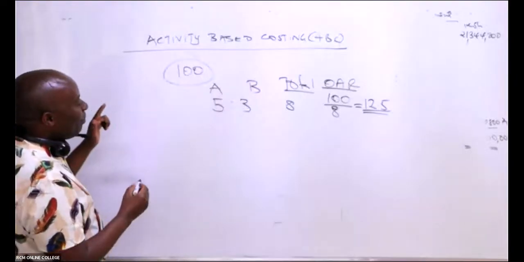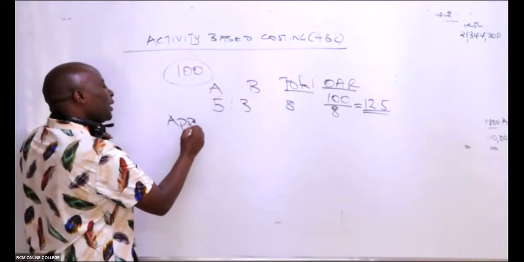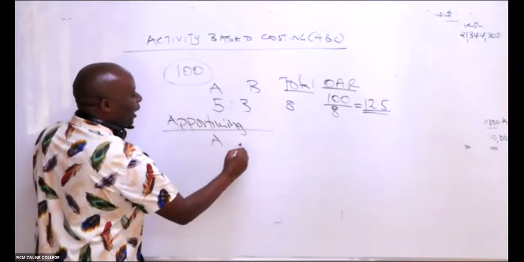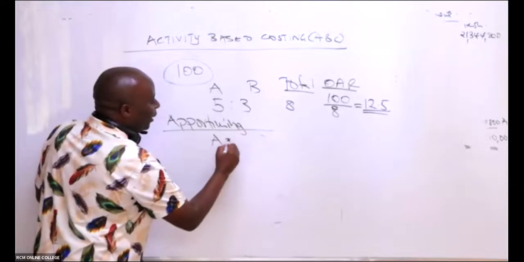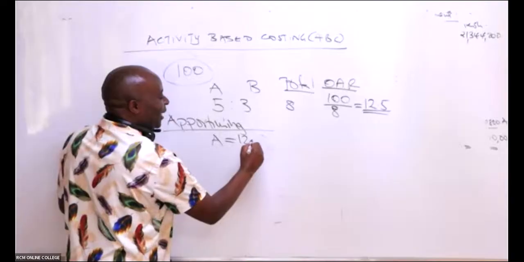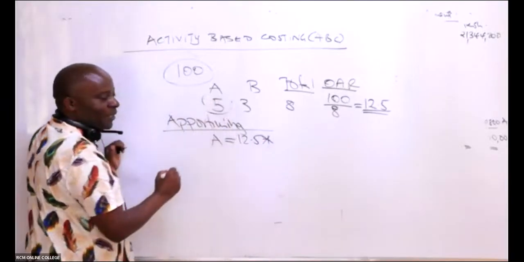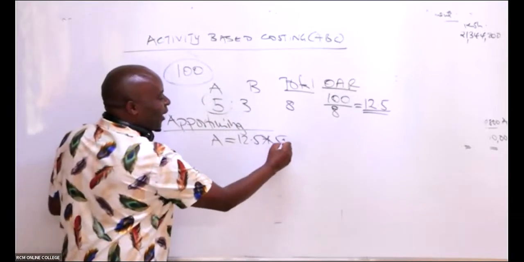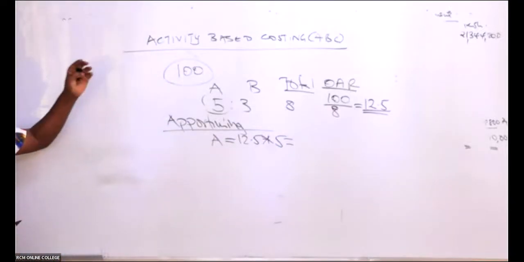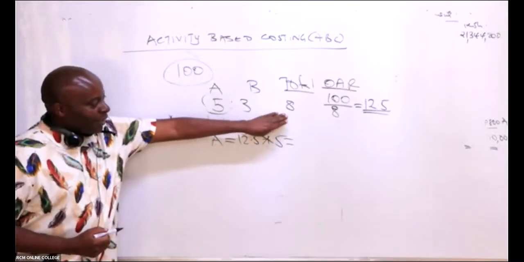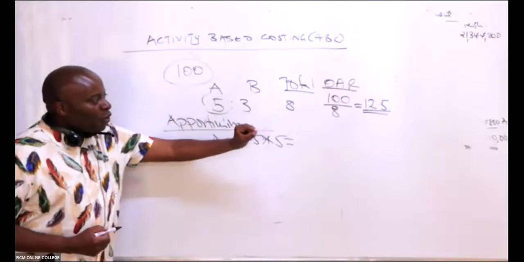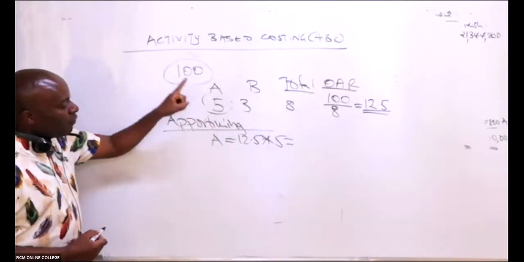So when I'm apportioning the money, instead of using the fraction approach, I will say A is supposed to be consuming 12.5 per unit. But A has got how many units here, somebody? 5. A has got 5. In the OAR approach, you take the total overhead and divide it by the total activity units. Per activity unit, A will be consuming 12.5 and he has 5 units.